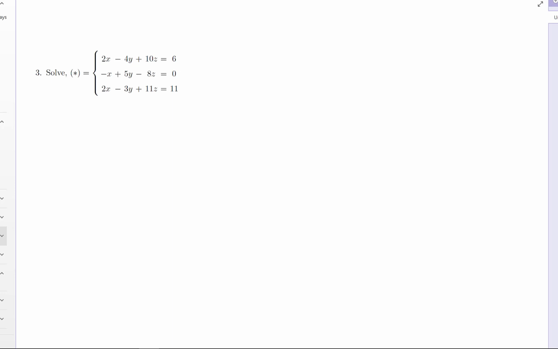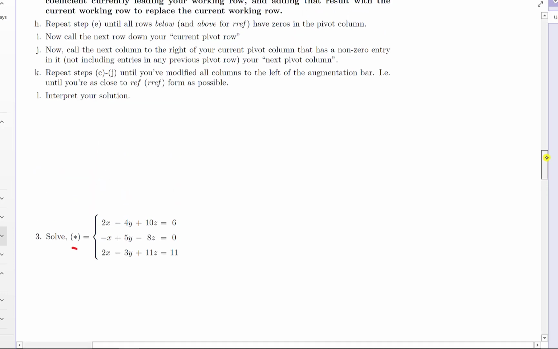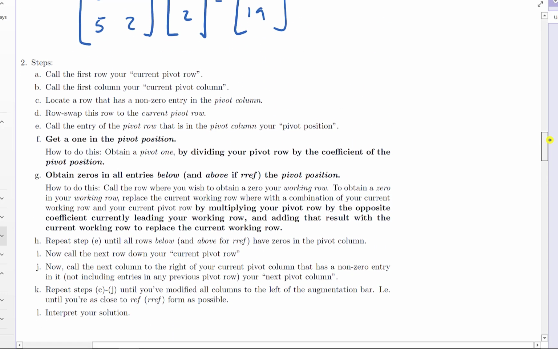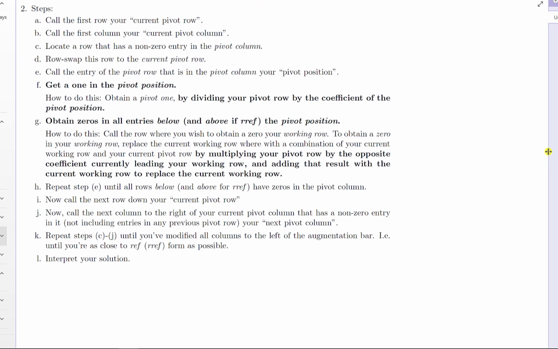Okay, folks, so in a minute here we're going to look at solving this particular system of equations star, which is of 3 equations, 3 unknowns. It'll be a little more labor intensive than the last one. But before we do that, I want to run through these steps that I talked about in the previous video.